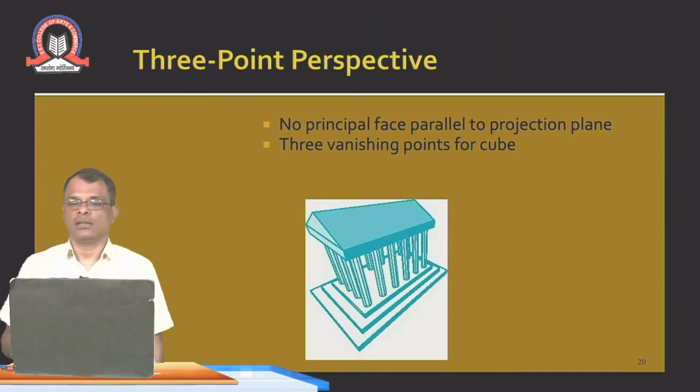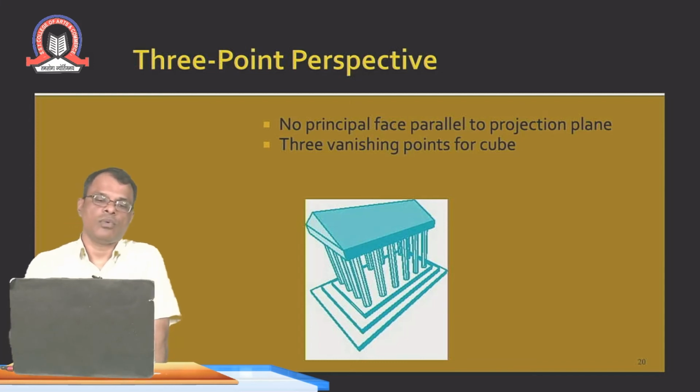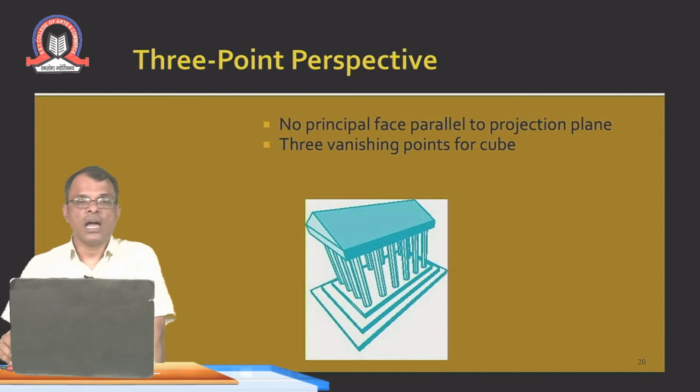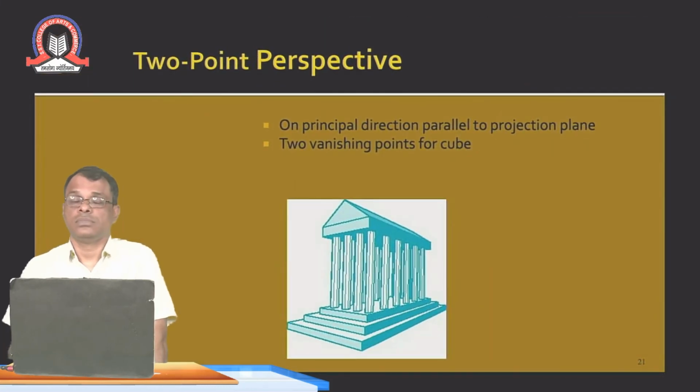In that, again, there is the 3-point perspective: no principal face parallel to the projection plane, 3 vanishing points for a cube. So here we have to consider 3 vanishing points. From all the 3 sides we have to consider, and then draw lines from those vanishing points. Where those lines intersect, you will get your object view. This is what our eyes also see, we just didn't recognize it. If you sit at a particular position, your eyes can also see the same thing.